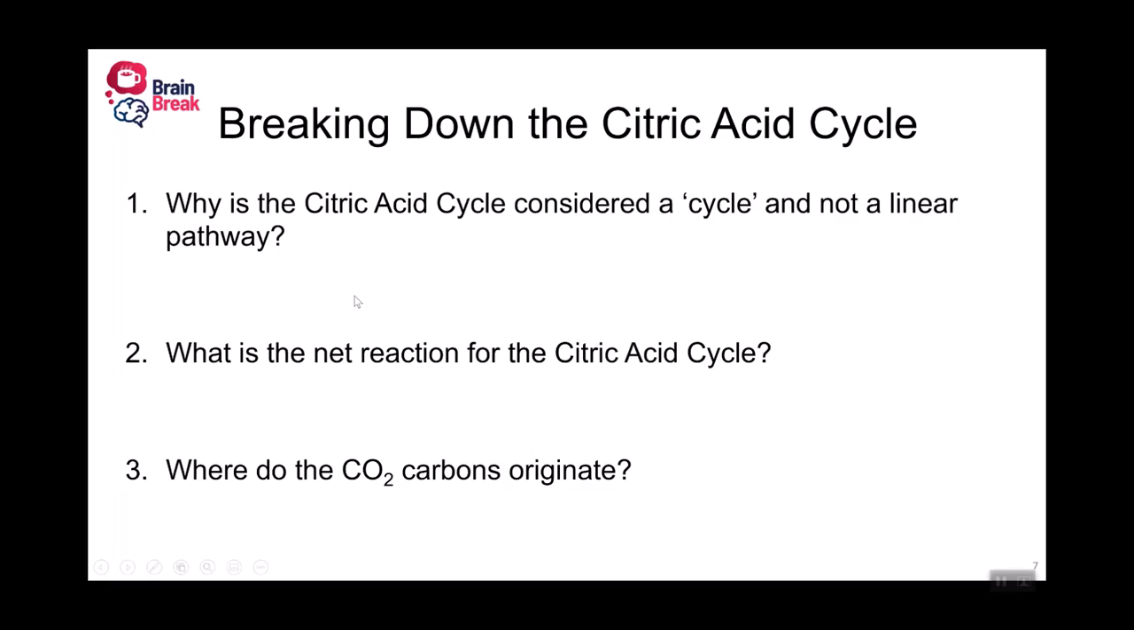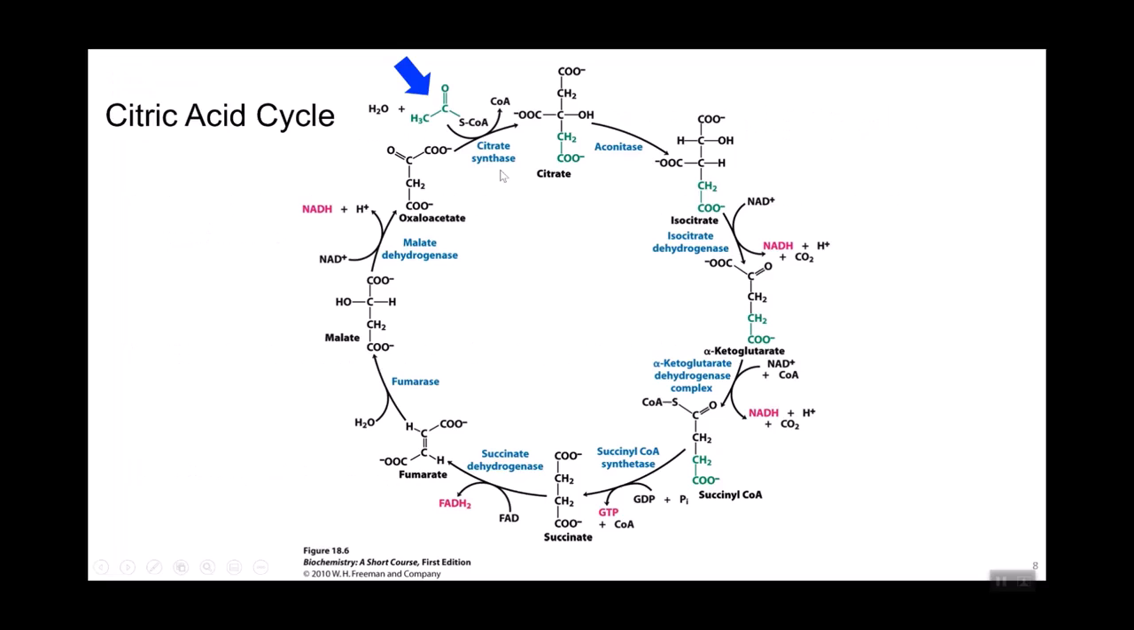We're going to walk through the cycle and answer a few questions so that you can understand what's going on. The first is, why is the citric acid cycle considered a cycle and not a linear pathway? When we start with this green acetyl-CoA molecule, it actually joins with a molecule called oxaloacetate. And this is actually the final product of the cycle. So this is why it is called a cycle. The pathway is dependent on the final product in order for that first reaction to occur.